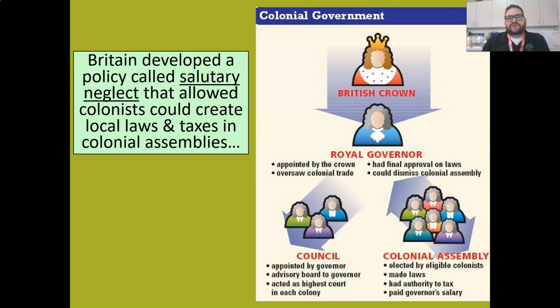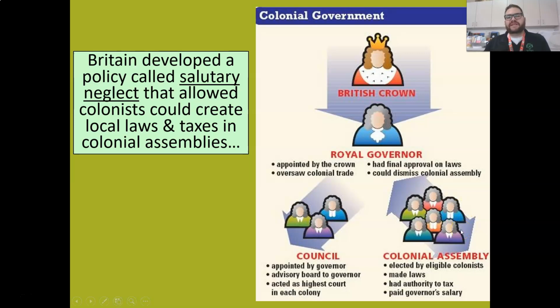Now, this is going to set up the stage for conflict between the colonists and the king. Because the king was honestly very happy because he was getting rich either way. Because the colonies were producing many raw materials that was causing the British king and the nation to get rich. So the British king kind of thought, well, if they make their own laws, maybe they'll be happier and they'll continue to provide raw materials which would make Great Britain and England rich.